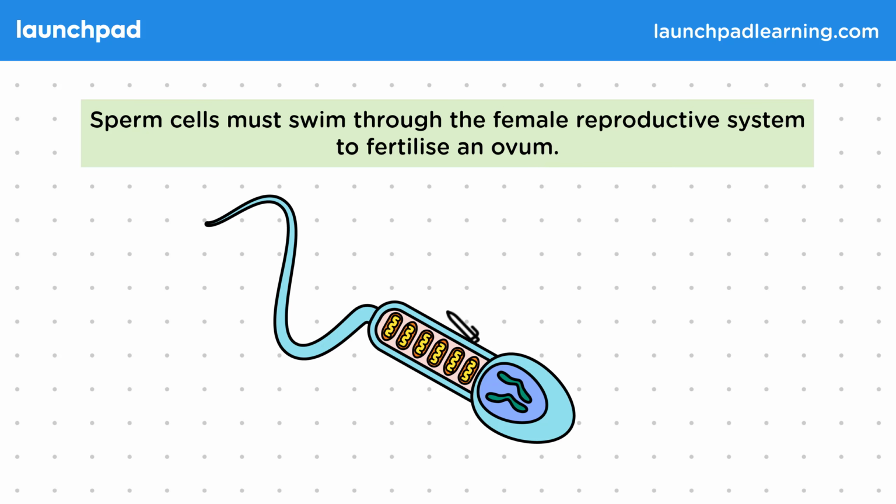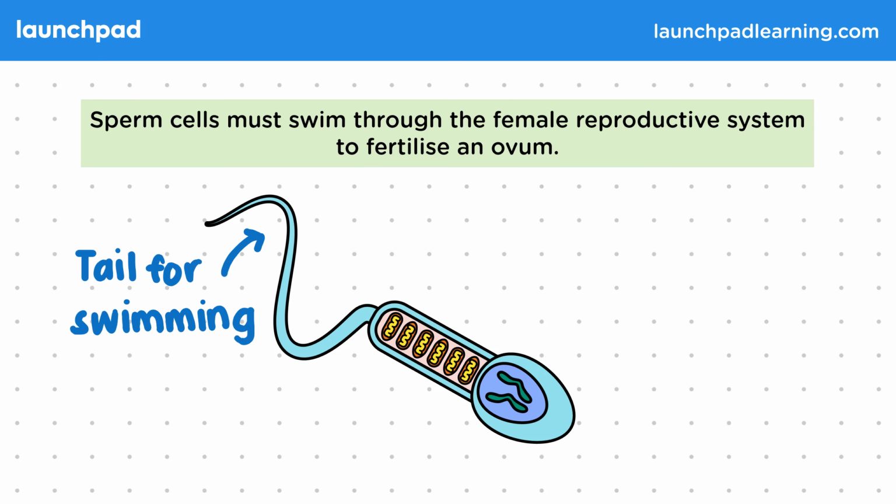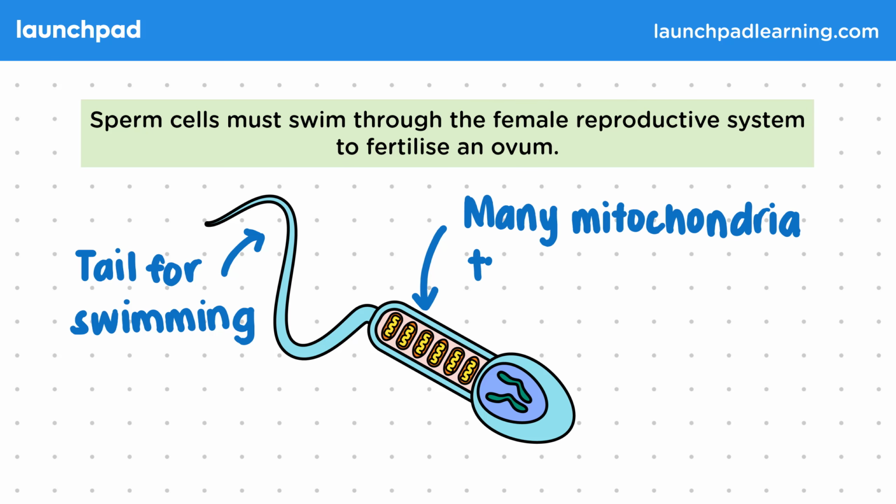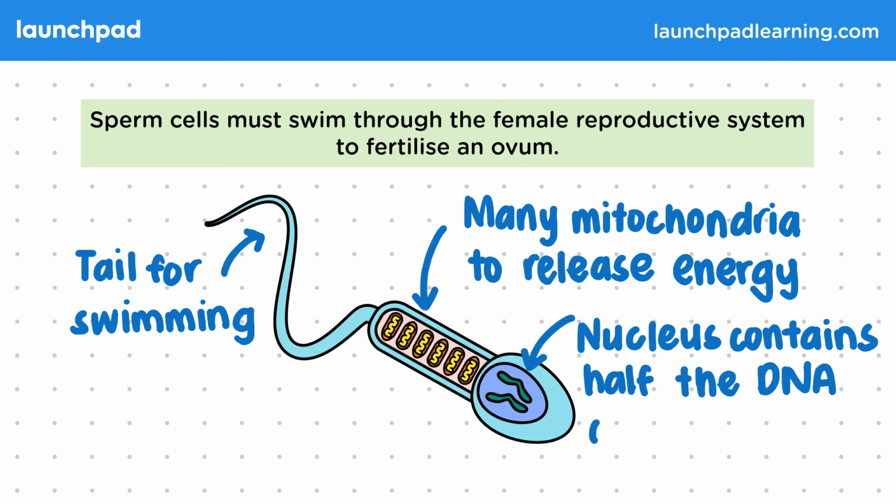There are tens of millions of these sperm cells in human semen. Each of them will have a tail that it uses for swimming through the reproductive system. Because swimming requires a lot of energy, there are also many mitochondria within a sperm cell to release energy. This part is the nucleus, which contains half the DNA of body cells. Remember, sperm and egg cells contain half the DNA from each parent to restore the total amount at fertilization.